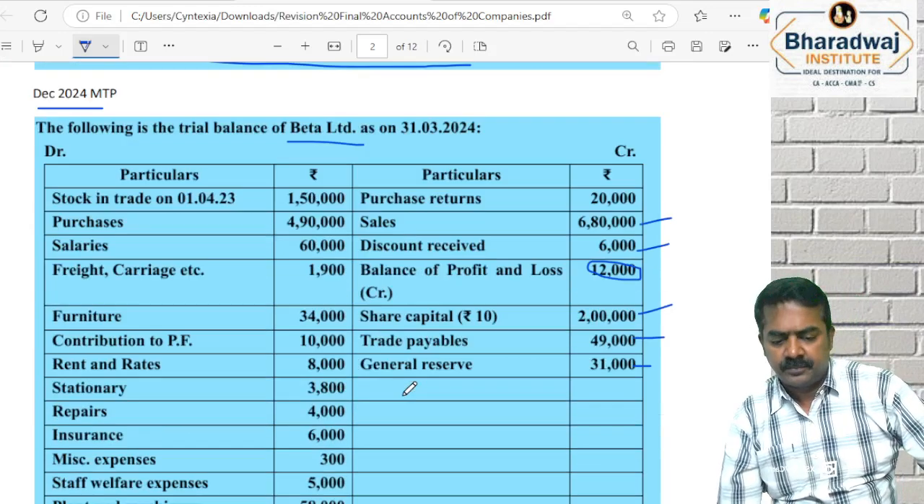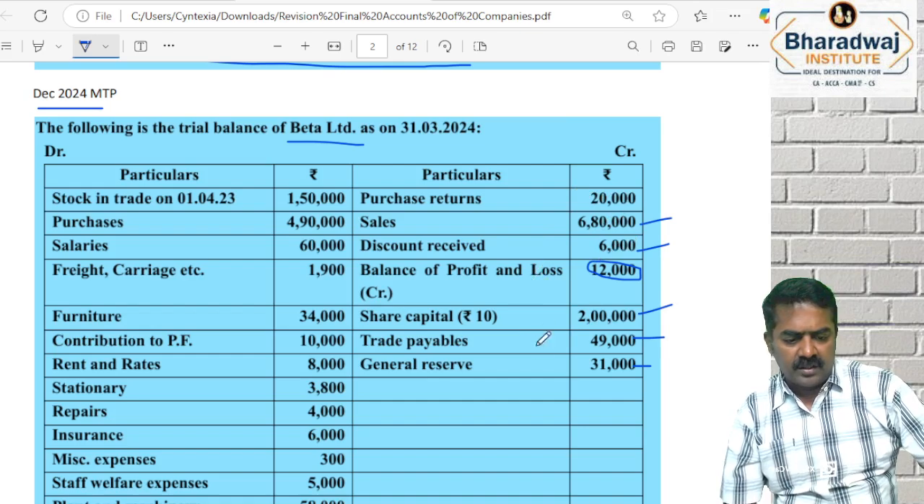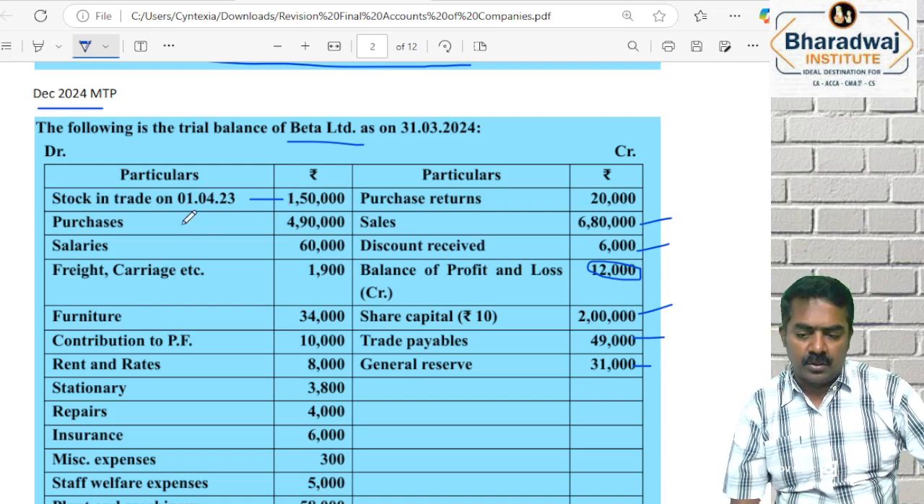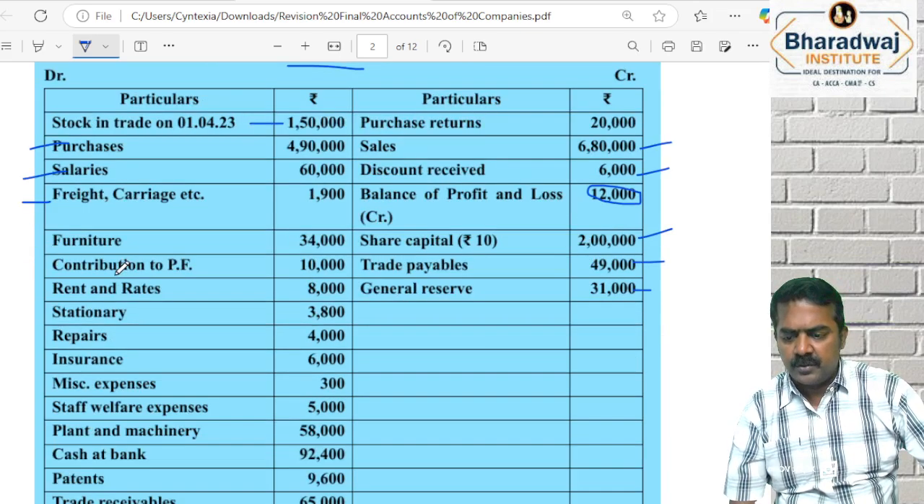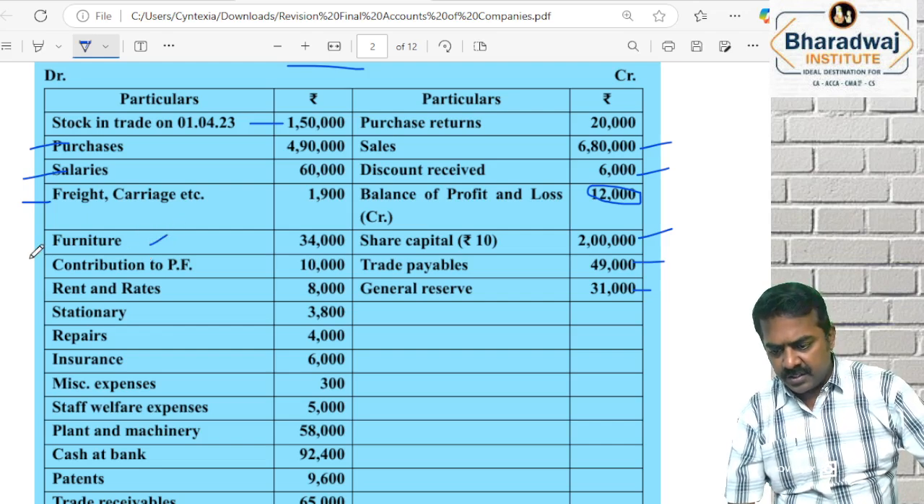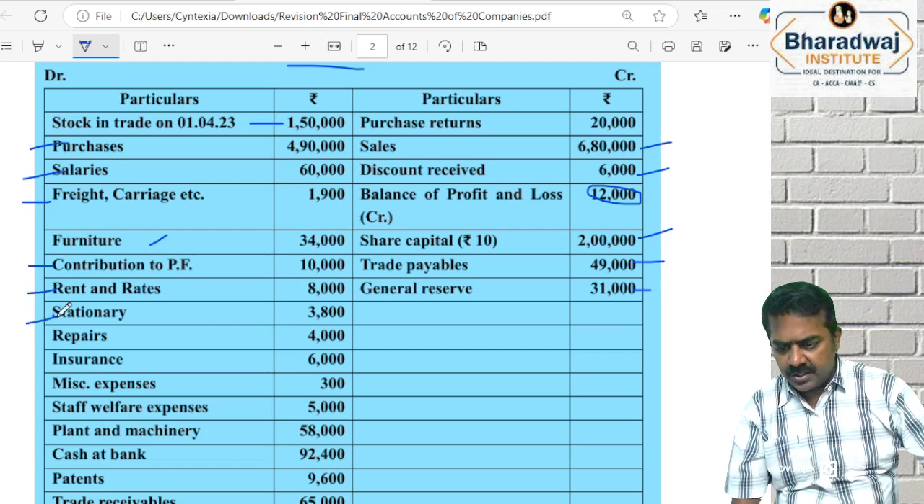Shall we proceed? Yeah, purchase returns will be adjusted in purchase. Sales is an income, discount is an income. All the other things will come in balance sheet. We'll see the change in inventory, opening stock to closing stock. Purchases, salaries, freight inwards will come in which one? Will come in P&L account. Furniture is a balance sheet item. Contribution to PF will come as employee benefit expenses.